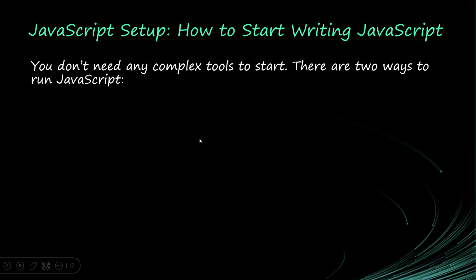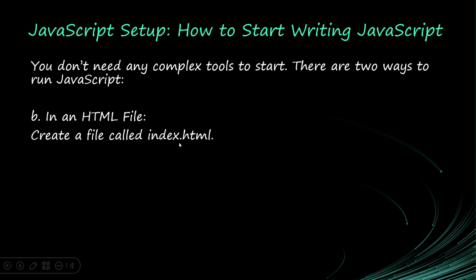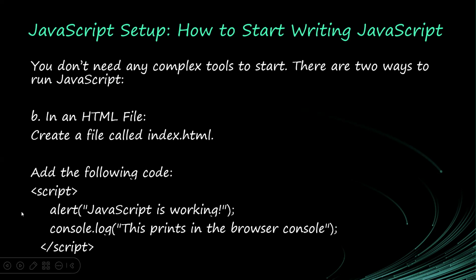Another way of writing JavaScript is in an HTML file. When you create an HTML file called index.html, you can add the following code to it. When you want to write JavaScript in an HTML page, you use the script tag.